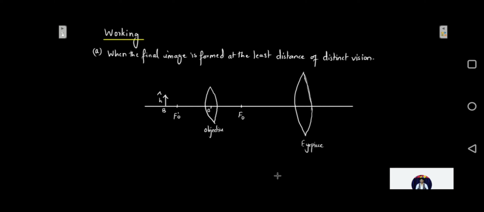Okay, so the ray is going to go like this and pass through the focus over here, like this. Okay, and the other ray is straight away going to go from the optical center. Something like this.